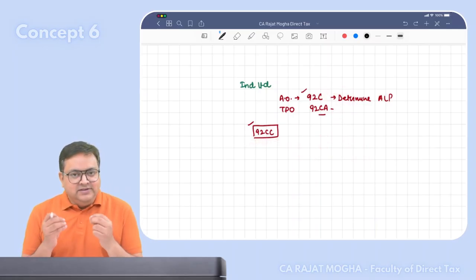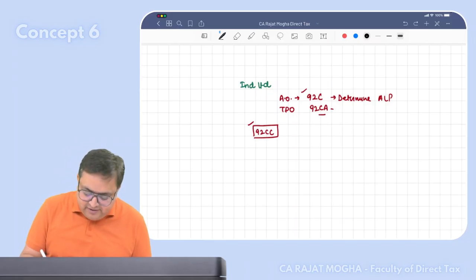Guys, please don't mug it up. See, the name itself is telling you: advanced pricing agreement.